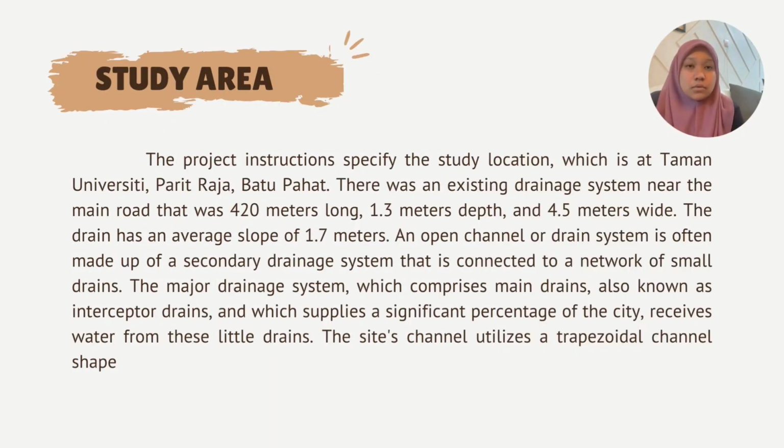Our study area in my group project is at Taman University Payung Raja at Batu Pahat. There is an existing drainage system near the main road that is 420 meters long, 1.3 meters deep, and 4.5 meters wide. The drain has an average slope of 1.7 meters. An open channel or drainage system is often made up of a secondary drainage system that is connected to a network of small drains. The major drainage system, which comprises main drains, also known as interceptor drains, supplies a significant percentage of the city and receives water from these small drains. Such channels utilize a trapezoidal channel shape.